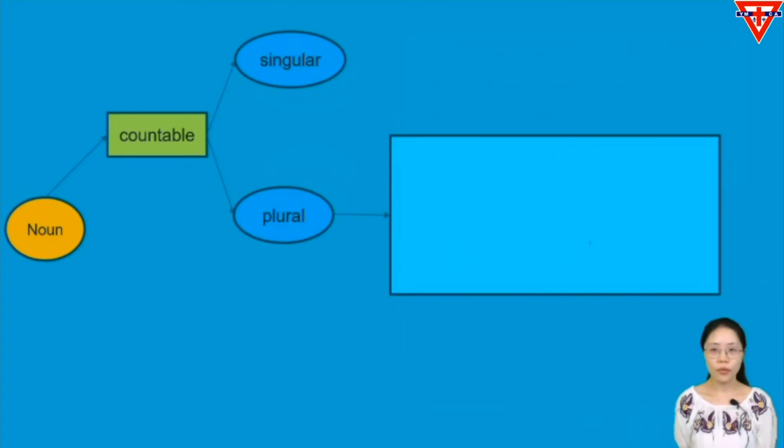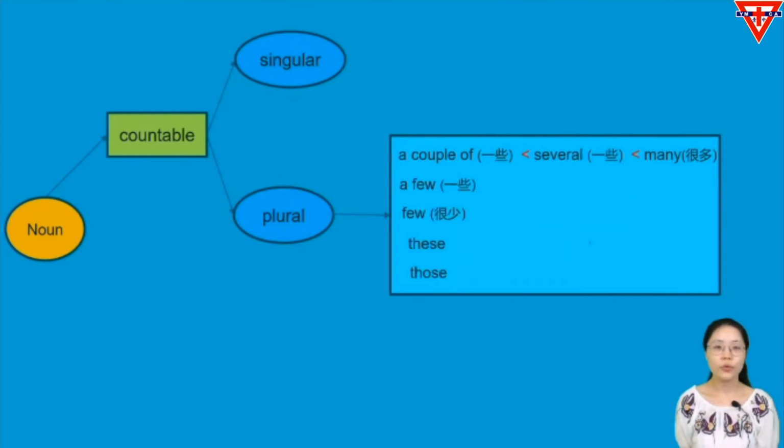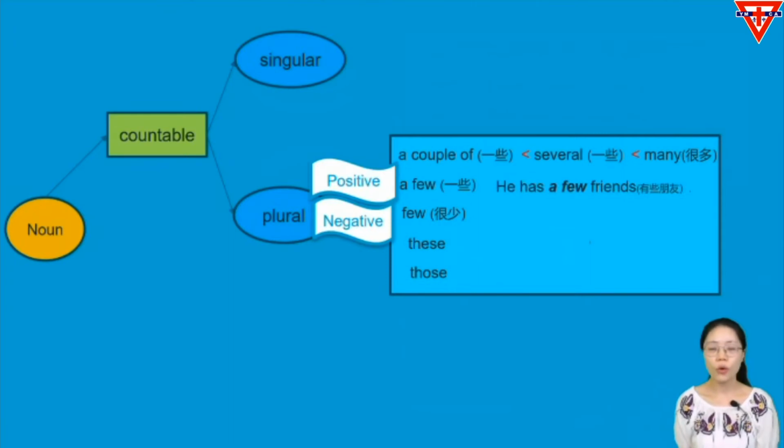Here are some quantifiers that can be used with only countable and plural nouns. Pay attention to few and a few. They seem nearly identical, but they are actually quite distinct. A few describes the quantity in a positive way. The sentence here indicates that although the speaker may not have many friends, he has enough. However, few describes the quantity in a negative way. He has few friends implies that he has almost no friends.